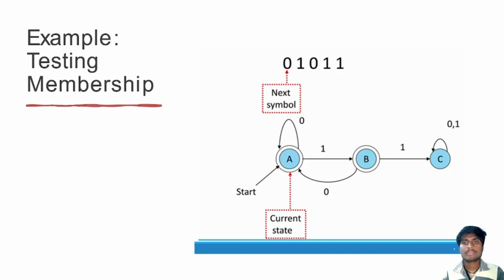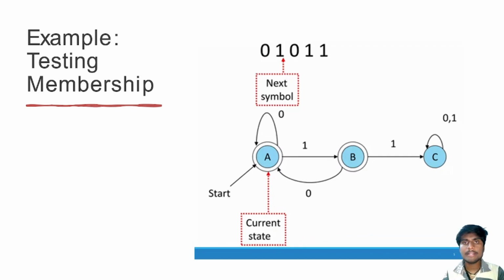Example question. Here we have three states, A, B, C, and the input symbols are 0, 1. The language given is 0 1 0 1 1. We need to check whether this language is satisfied or not. How will we check? First, the initial state of this DFA is state A. The first symbol of the language is 0. It starts from A. A has a 0 self loop, so the 0 is accepted in the current state.